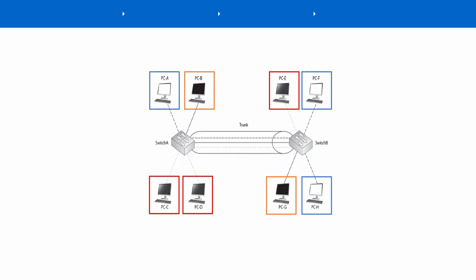So here is a picture that shows trunk links. As you can see, the trunk link is the link connected between switch A and switch B. All other links, any links that connect a switch to computers, are access links. They are not trunk links.